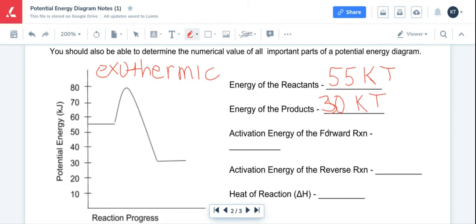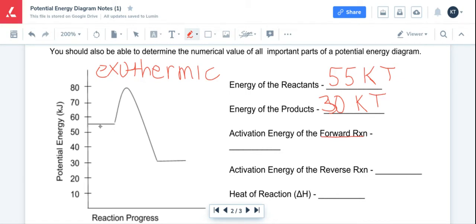The activation energy of the forward reaction. Forward reaction means we start with the reactants and we go forward to the products. And remember, activation energy is the energy required to start the reaction. So from the reactants up to the top of this energy hill. Think of it like a roller coaster. If you can't get up and over that roller coaster, the roller coaster ride is not really going to happen. The car is just going to come back down and you're going to end up where you started.